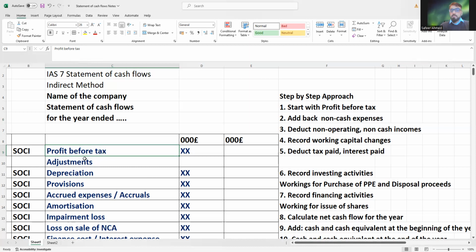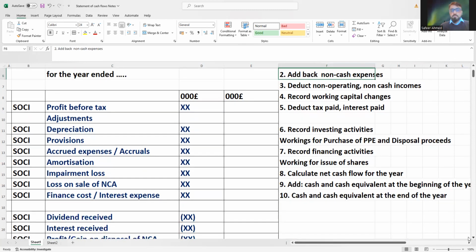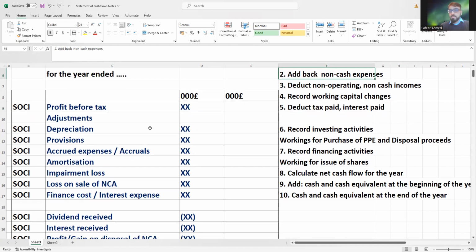So what we do basically is start with the profit before tax and reconcile it with the cash. In other words, the profit we made, remember that we must have deducted some non-cash expenses, things like depreciation, things like provisions. So what we are doing here is reversing it. We are adding it back. So as you can see, that's your second step. The first step is start with profit before tax. And then the second step is you add back non-cash expenses. I have just given you a few examples there, but it can be more than that.